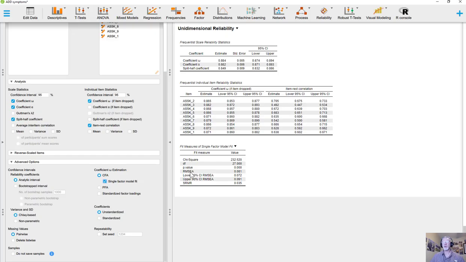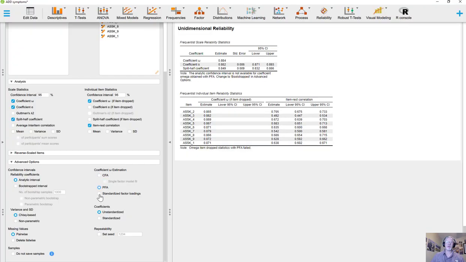But most importantly, just to start you off, it's given you an index called the RMSEA. If the RMSEA is around 0.08 or lower, and I prefer it to be 0.05 or even lower than that, 0.08 and lower is pretty much an acceptable fit. So this is showing that we have a generally acceptable fit for the single factor model.